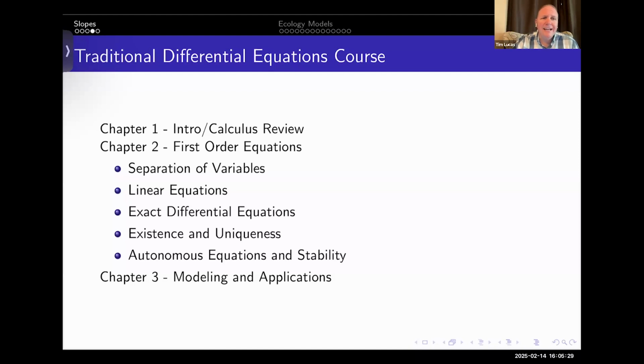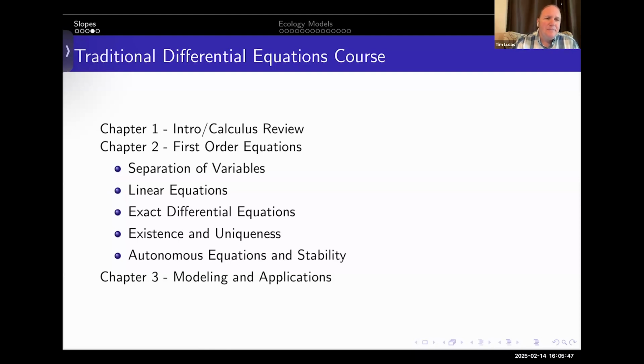And then they jump right into how do I solve first order equations? Like separation of variables, looking at integrating factors for linear equations, doing exact equations. Eventually they get into things like existence, uniqueness, and maybe some autonomous equations and stability.